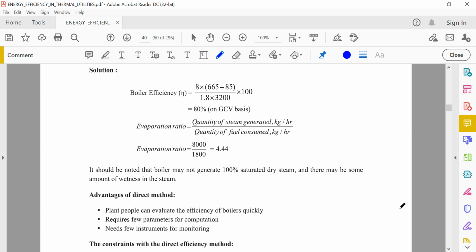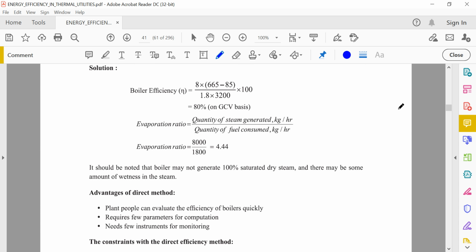Now see, this is the enthalpy of steam and this is the enthalpy of feed water, and this is the flow rate of steam. From here we are calculating the heat output, and GCV multiplied by the fuel rate per hour gives the heat input. So dividing the two, we get 80% efficiency on a GCV basis, because we have considered the GCV of the coal.